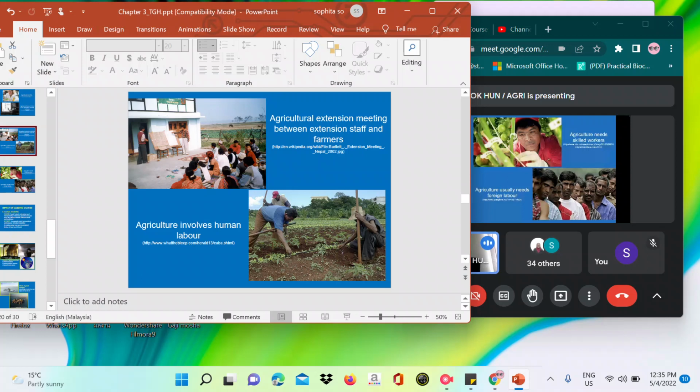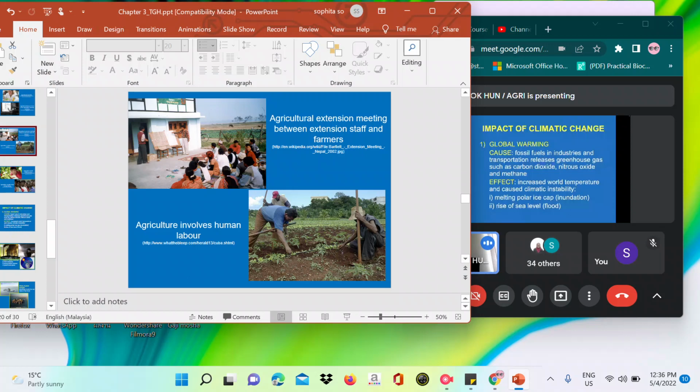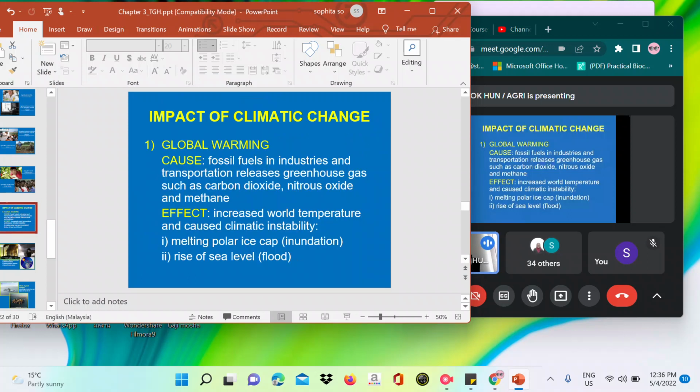All right, so those are the four factors that affect agriculture plantation: climate, water, soil, and human resources. So what will happen? The impact of climatic changes. As we know, everyone is talking about global warming. If you run activities, whether agriculture or whatever, and you overuse pesticide or chemicals, what will be the cost? You can see the impact of climate change nowadays.